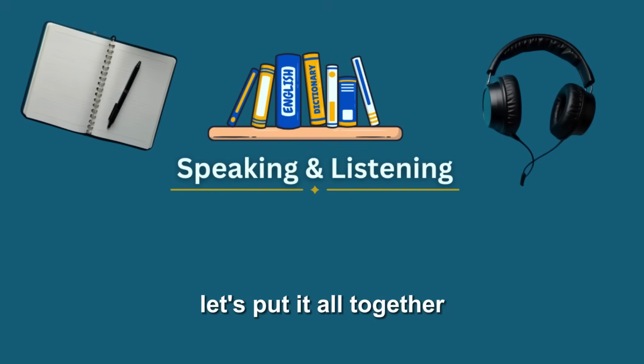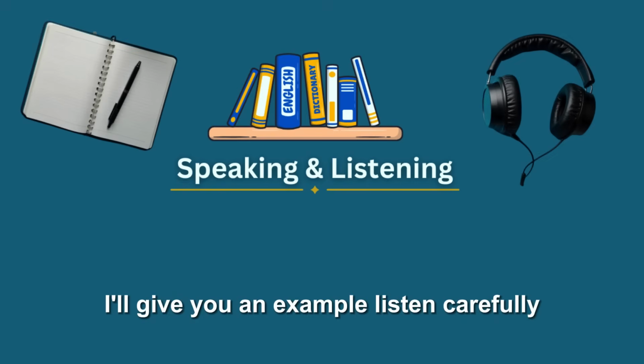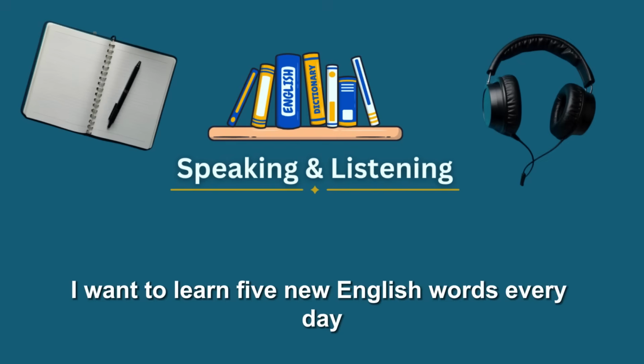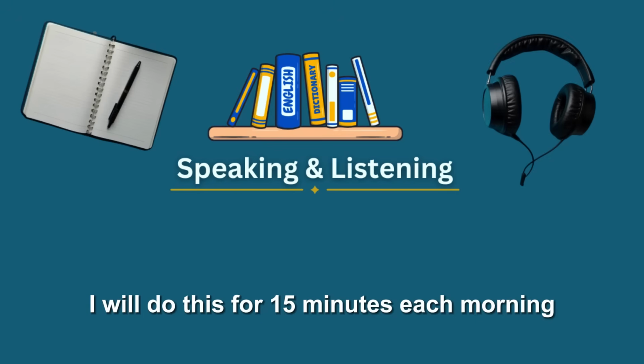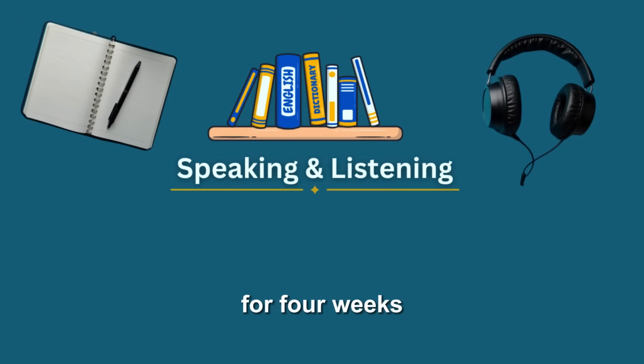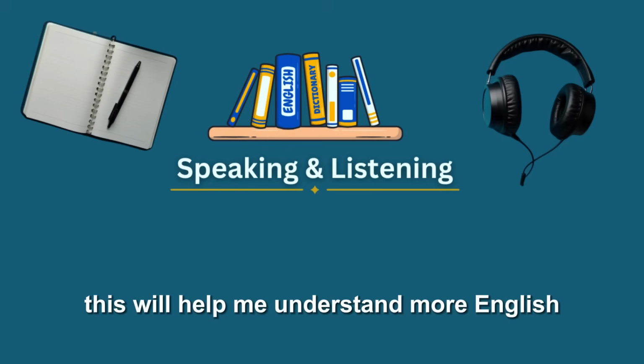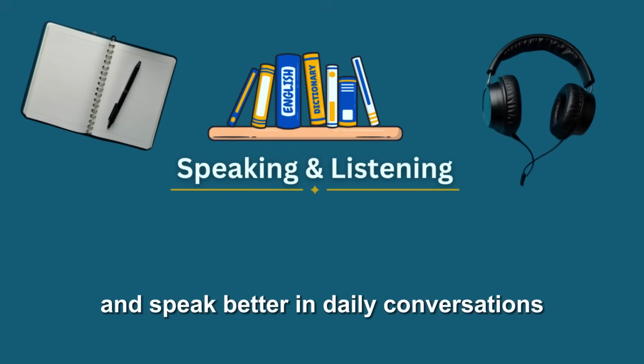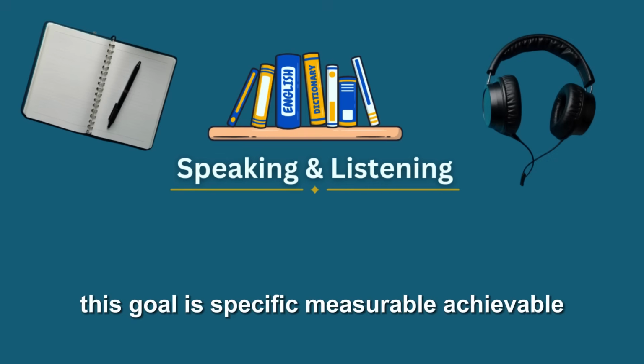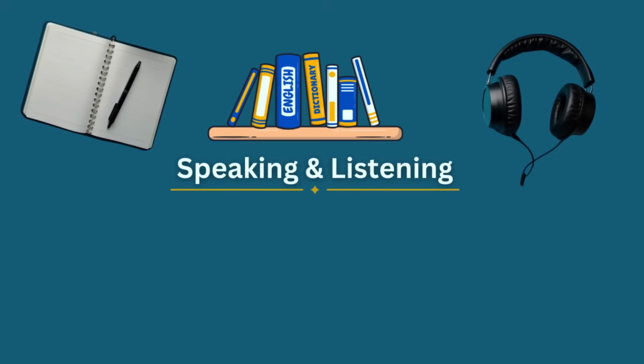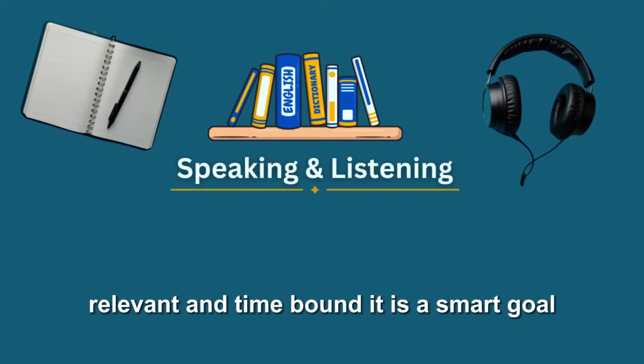Let's put it all together. I'll give you an example. Listen carefully. I want to learn 5 new English words every day using flashcards. I will do this for 15 minutes each morning for 4 weeks. This will help me understand more English and speak better in daily conversations. This goal is specific, measurable, achievable, relevant, and time-bound. It is a SMART goal.